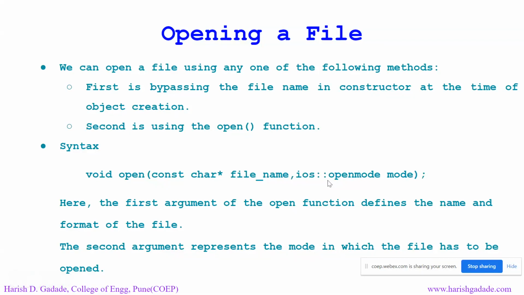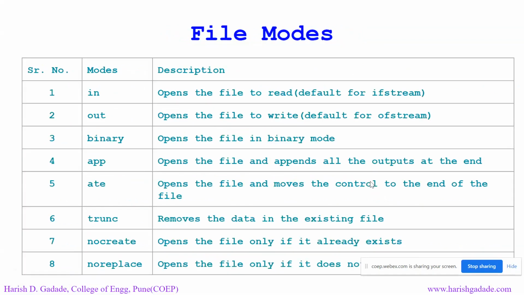So the second argument to this open function represents in which mode you want to open the file, whether for reading purpose, writing purpose, or whatever. That we need to mention here in the second parameter. These are the file modes, as I said. So in is for opening the file for reading purpose, out is for the writing purpose, binary is for the binary mode.